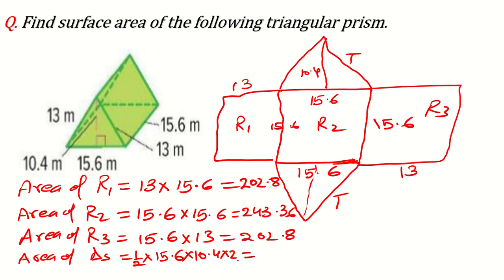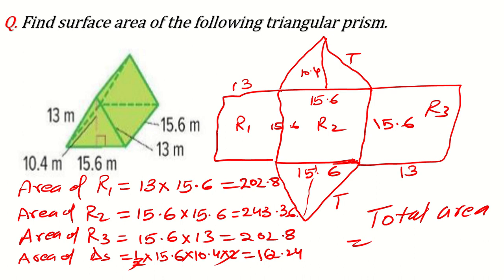Now area of both triangles is equal to 1/2 times base, which is 15.6, times height, which is 10.4, times 2, because we have two triangles. Now 2 and 2 cancel. 15.6 multiplied by 10.4. I guess I'm writing it correctly. Okay, so this is 162.24. Therefore, total area is what?